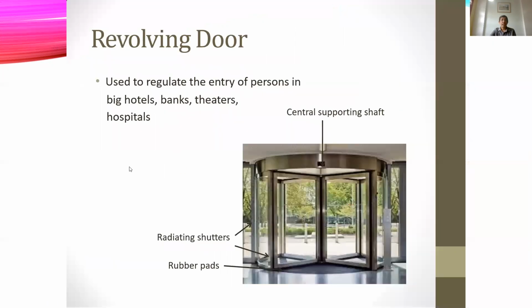So this is a detail callout of a revolving door. As you can see, on the upper part there is the central supporting shaft. This has the radiating shutters. These are the shutters, and this is the rubber pad. So there is a rubber pad at the bottom of the revolving door.